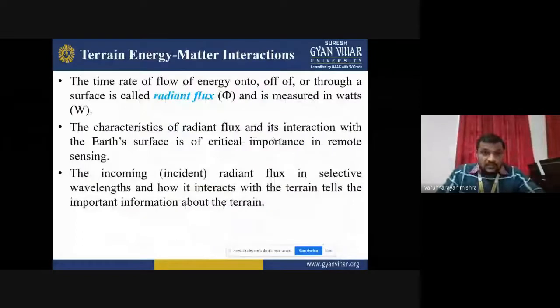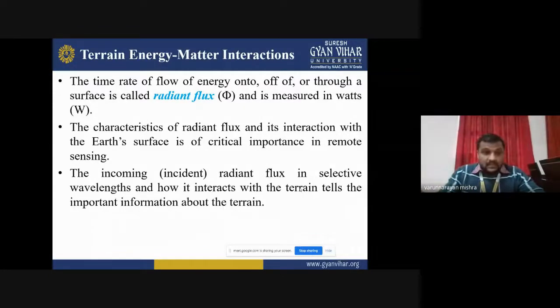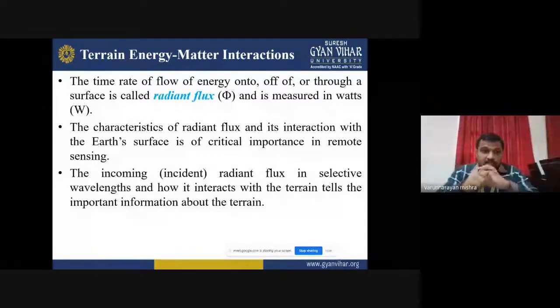Okay, terrain energy interaction. After the radiation reaches the earth surface, there may be interaction with the terrain and matter. The rate of the flow of energy through a surface is called radiant flux. Radiant flux is the total amount of energy flowing towards the Earth's surface. It is measured in watts.